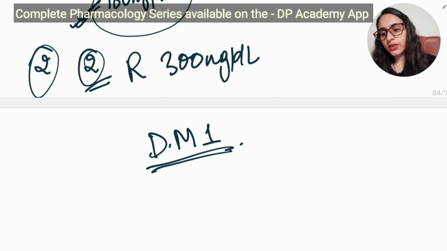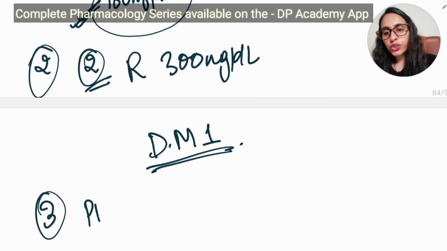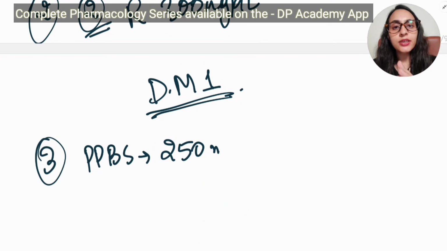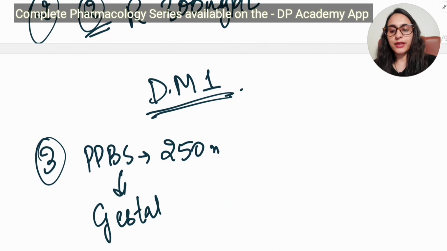So here there is insulin resistance. Now coming to a third scenario, in which a pregnant lady comes to you with a postprandial blood sugar level of, suppose, 250. Anything above or equal to 200, we say it is diabetes. Since the patient is pregnant, we call this condition gestational diabetes mellitus.